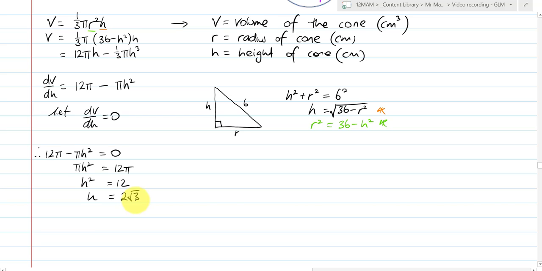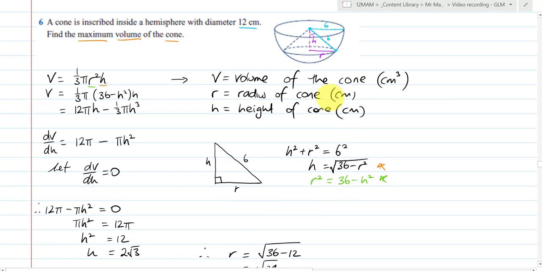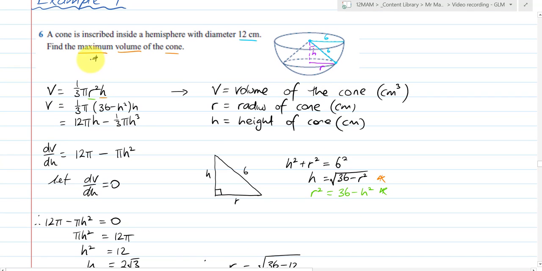And now I can use that value to determine a value for r. Therefore r is equal to the square root of 36 minus h squared. 36 minus h squared is 12, remember? That's equal to the square root of 24, which is equal to 2 root 6, if I need it. But the question is actually asking, find the maximum volume.